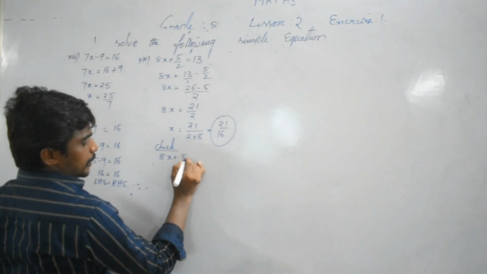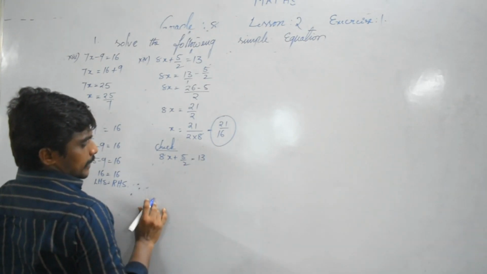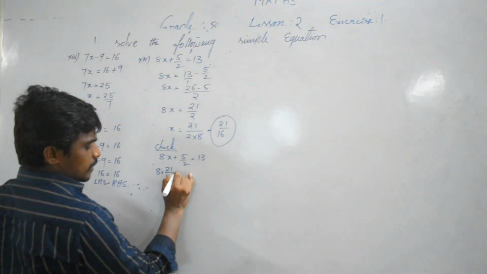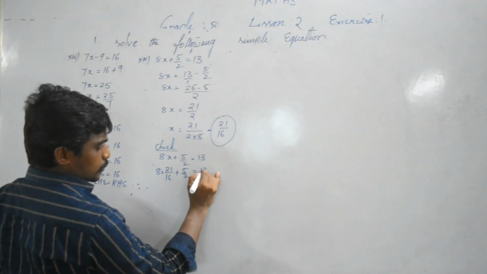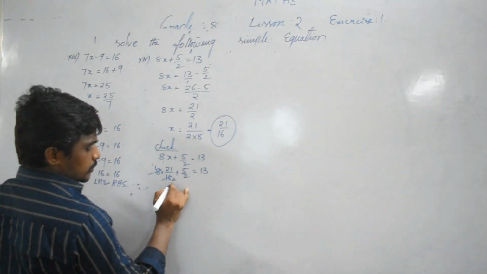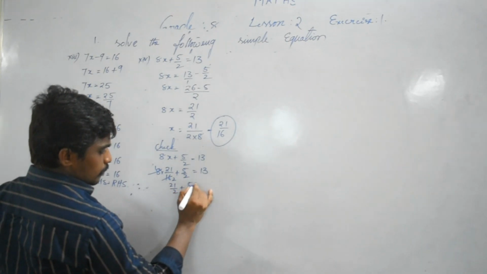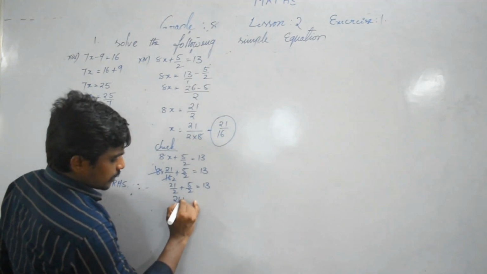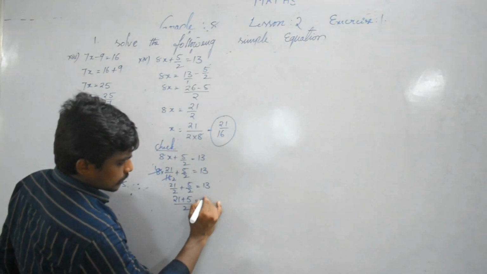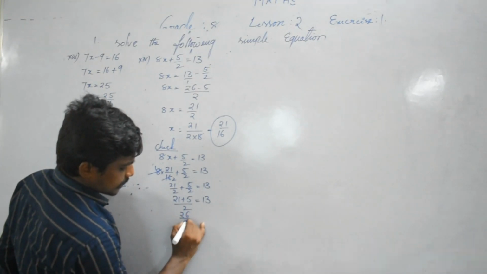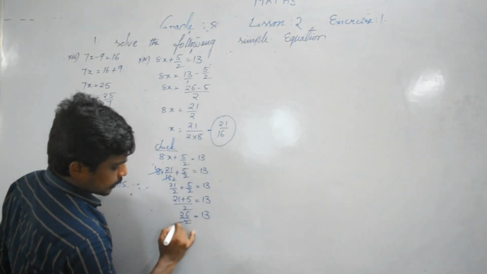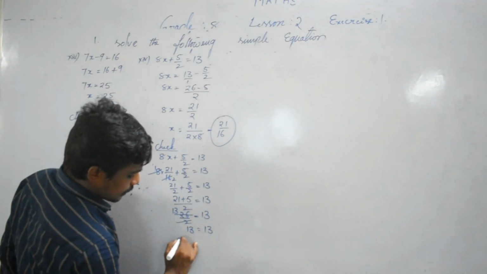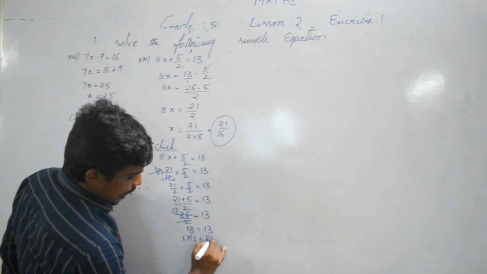8x plus 5 by 2 is equal to 13. 8, x value 21 by 16, plus 5 by 2 is equal to 13. 8 1 jar, 8 2 jar. 21 by 2, 5 by 2 is equal to 13. So 21 plus 5 by 2 is equal to 13. 26 by 2 is equal to 13. 2 1 jar, 2 13 jar. 13 is equal to 13. LHS and RHS are equal.